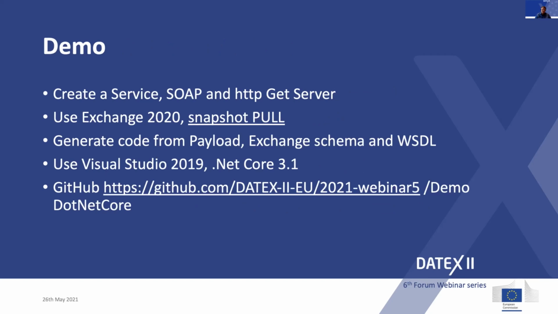So we create a SOAP server and an HTTP GET server at the same time, more or less. And we will use Exchange 2020 snapshot pull. We generate code for that, and I use Visual Studio 2019, as I said, with .NET Core 3.1. And the code for this is available on GitHub at this URL, so you can have a look later on.